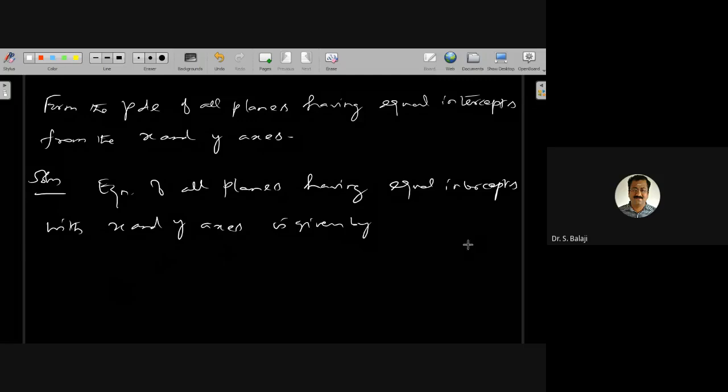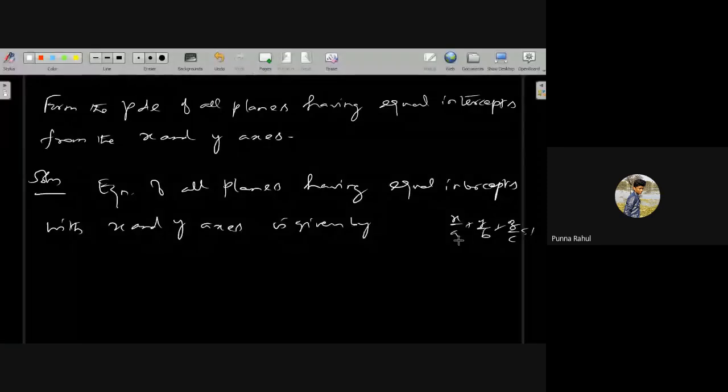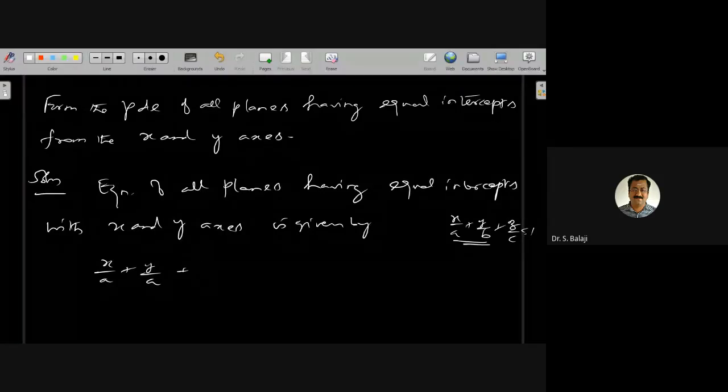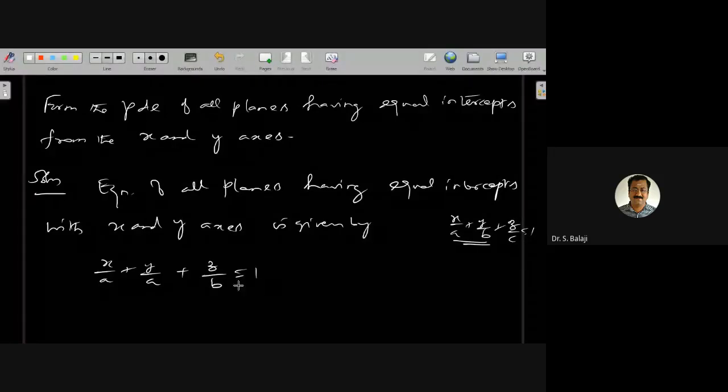The intercept form of the plane is x by a plus y by b equals 1, where a equal to b means equal. Both are the same here. Therefore it is given by x by a plus y by a plus z by b equal to 1. This is equation 1, the equation of all planes having equal intercepts with x and y axis. Now you have to differentiate this partially.